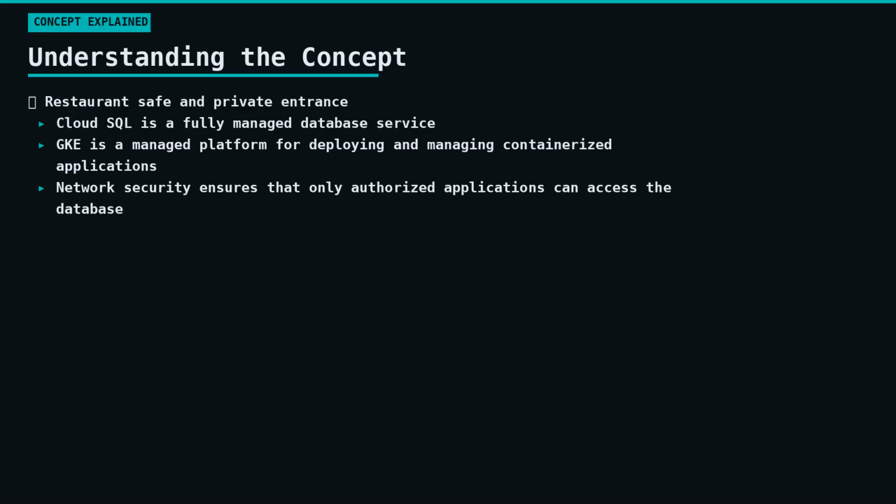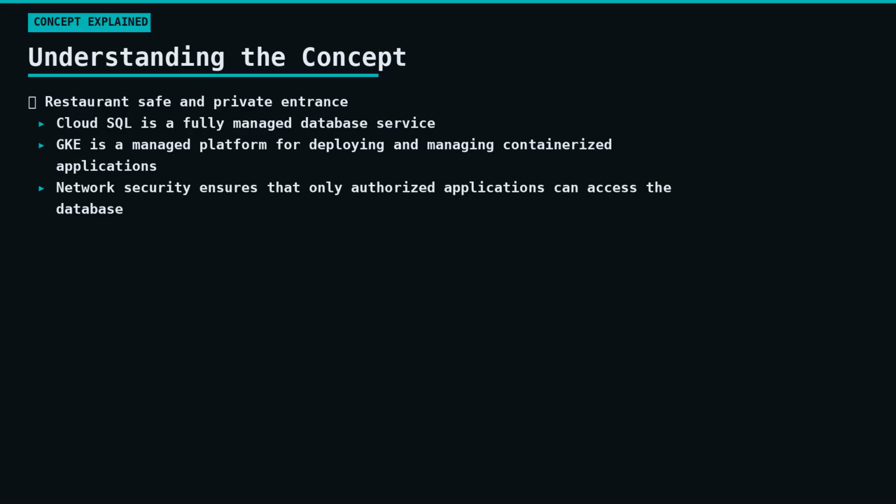Let's start with the concept of Cloud SQL. Cloud SQL is like a safe where you can store your valuable data. It's a fully managed database service that allows you to focus on your application without worrying about the underlying infrastructure. GKE, on the other hand, is like a team of waiters who can serve your customers. It's a managed platform for deploying and managing containerized applications.